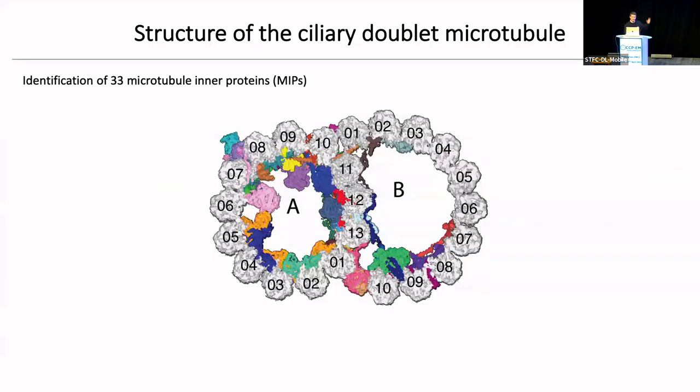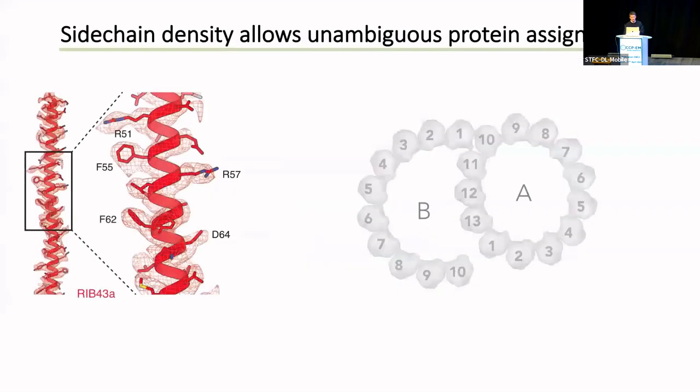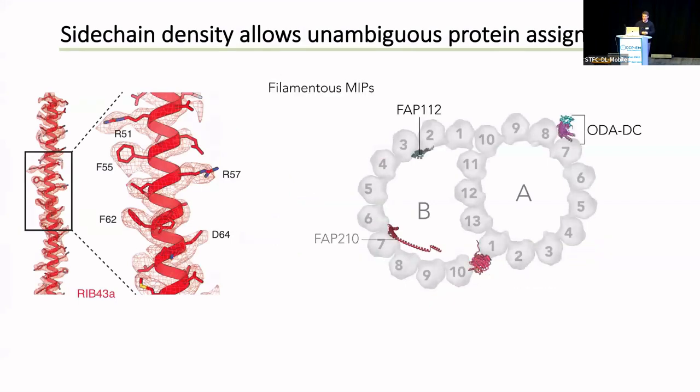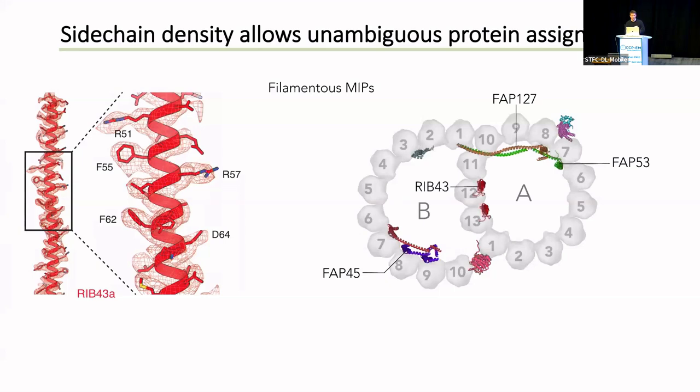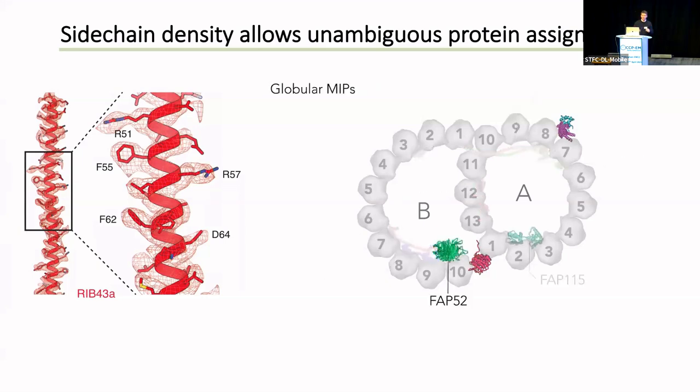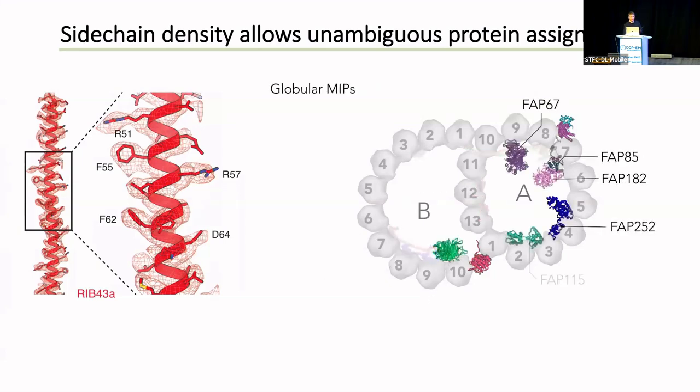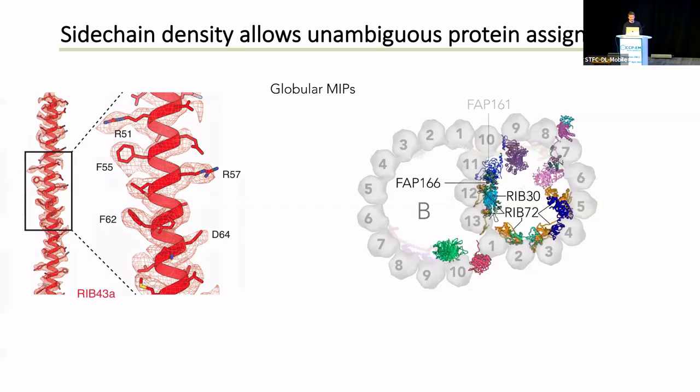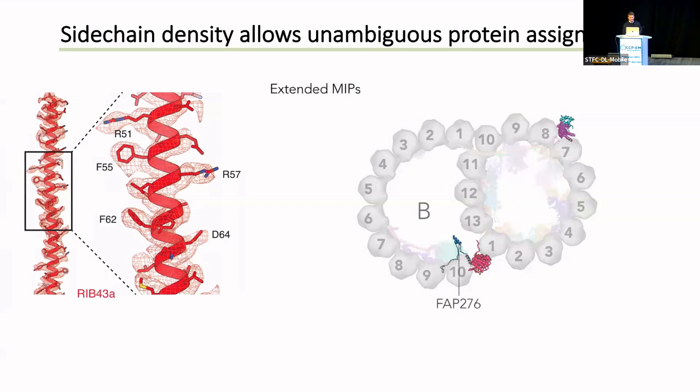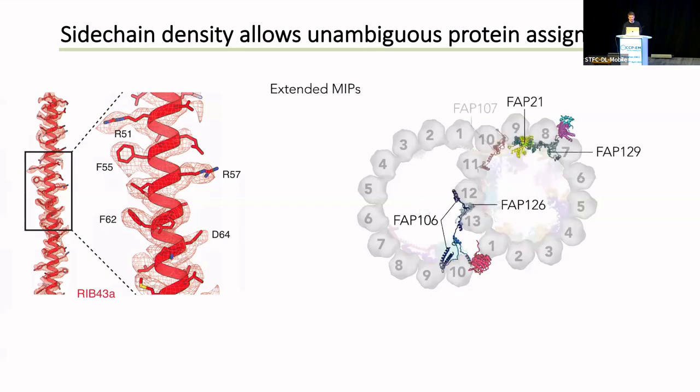And we found that inside the doublet microtubule were a lot of additional densities. These correspond to microtubule inner proteins, which is really an emerging class of protein. We were very fortunate that we had sufficient resolution that we were able to identify these proteins based on side chain densities. And we had to really build pretty much the entire model amino acid by amino acid.